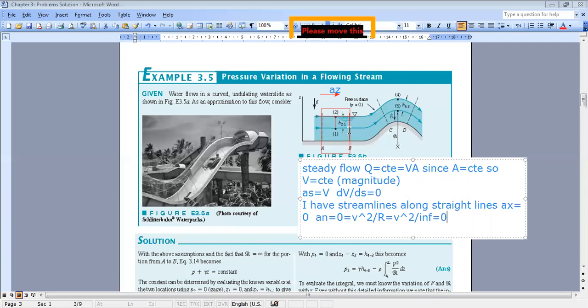So in this part, doctor, please go back and repeat the first part, the steady flow, V equal constant. Yes, of course.